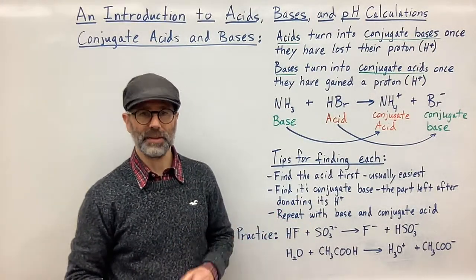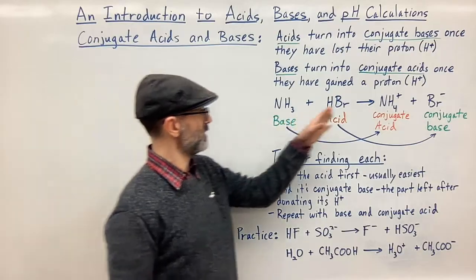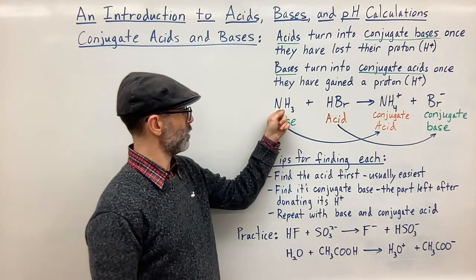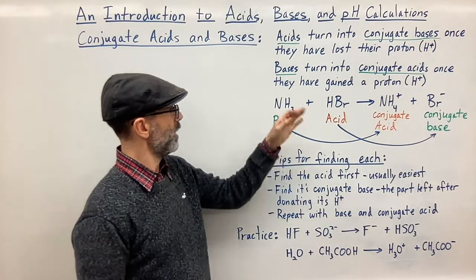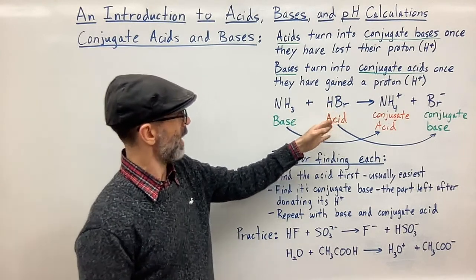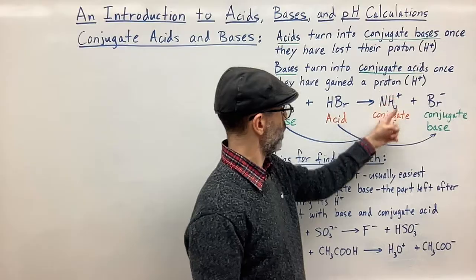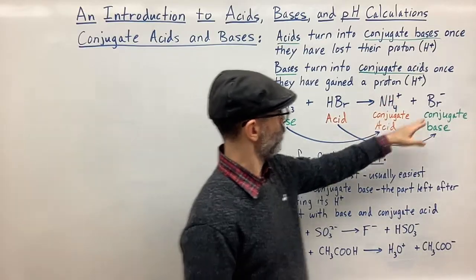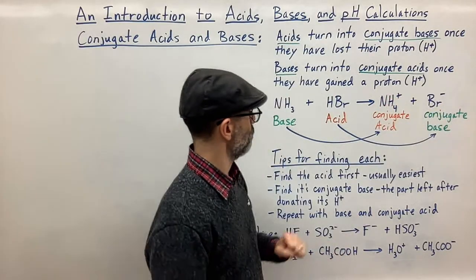So what does that mean? Here's an example of a reaction. Here I have NH3, ammonia. NH3 reacts with HBr, hydrobromic acid, and that's going to form NH4 plus, which is ammonium, and then you have Br minus left over.